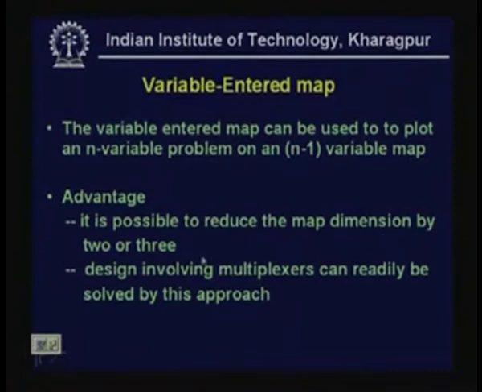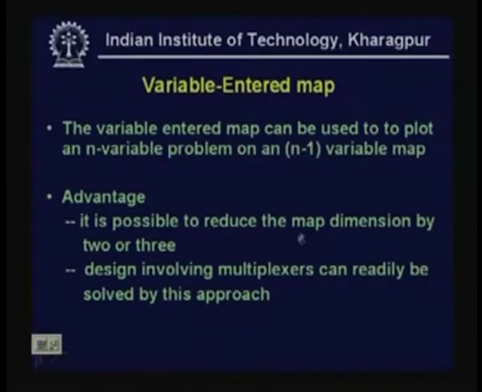So, it is possible to reduce the map dimension by 2 or 3. That means if n is 8, then I can reduce it from 8 to 7, then from 7 to 6, 6 to 5, like that. So, it will be very good for writing a program and for large variables, and the design involving multiplexers can readily be solved by this approach. So, this is another big advantage.